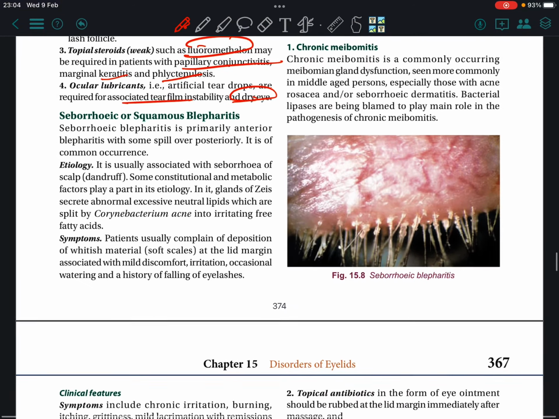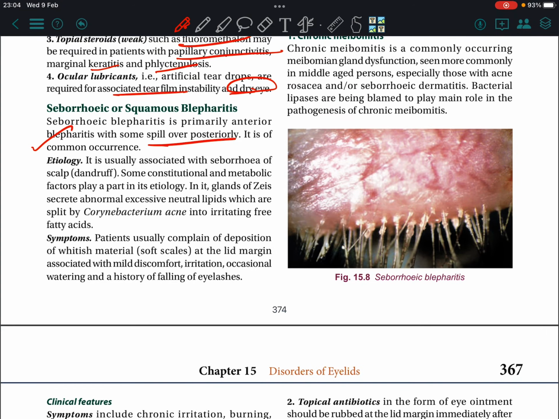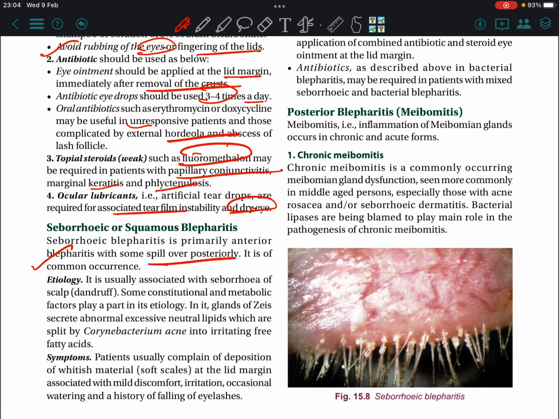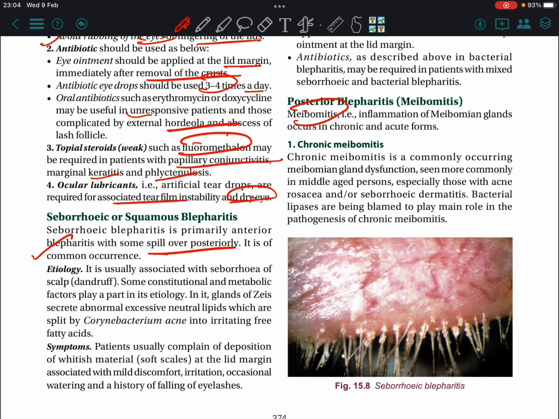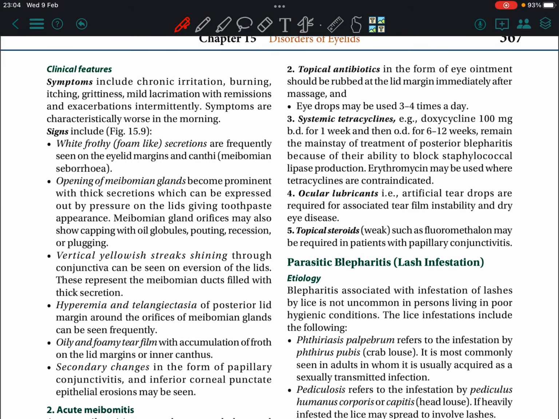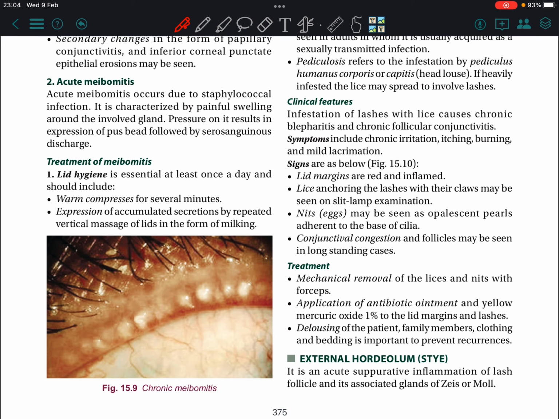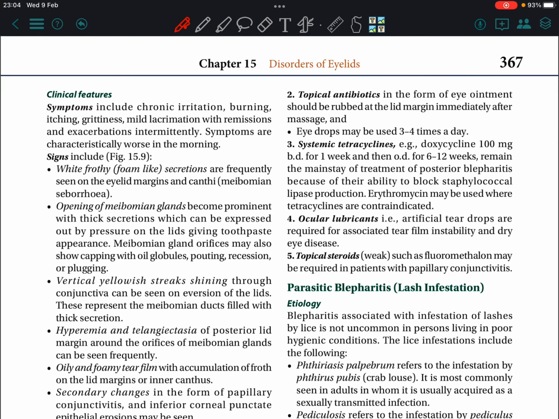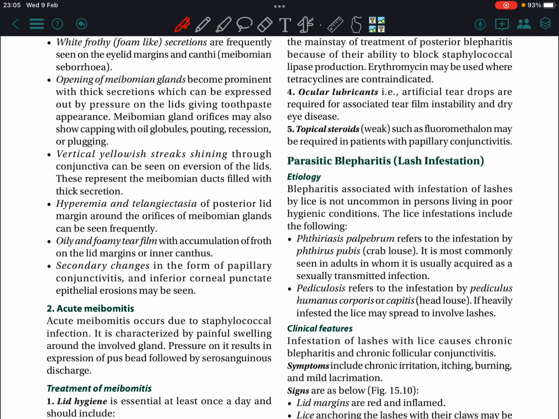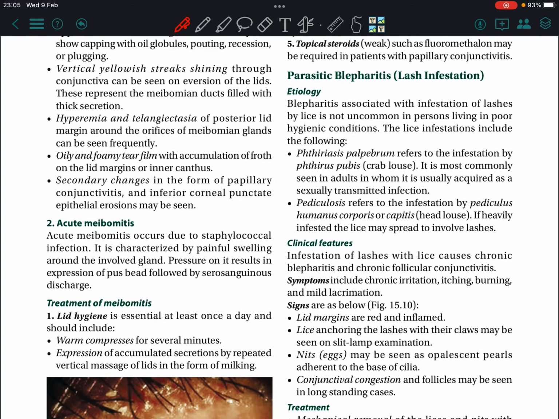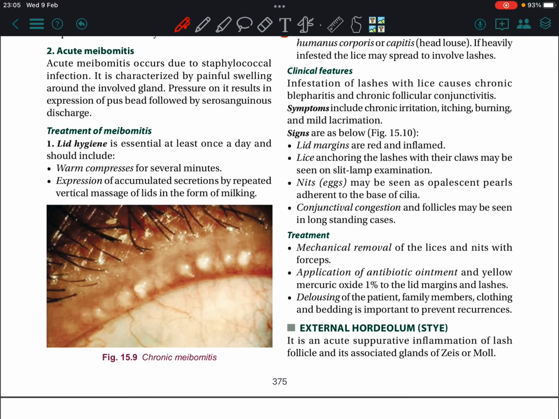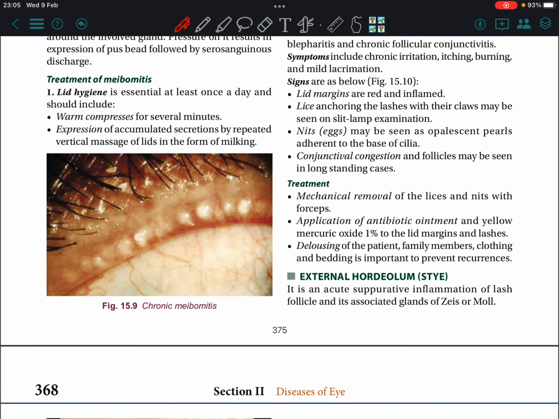Then seborrheic is primarily anterior blepharitis with some spillover posteriorly. Then posterior blepharitis, meibomitis, meibomian gland inflammation, chronic meibomitis, and acute meibomitis. Here also treatment: lid hygiene, warm compress, topical antibiotics, systemic tetracycline, ocular lubricants. Parasitic blepharitis is another condition, lash infestation. It's caused by Phthiriasis palpebrarum, pediculosis. Similar clinical features are seen. External hordeolum, stye.